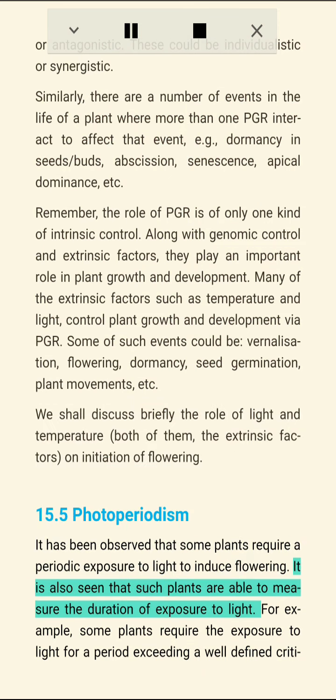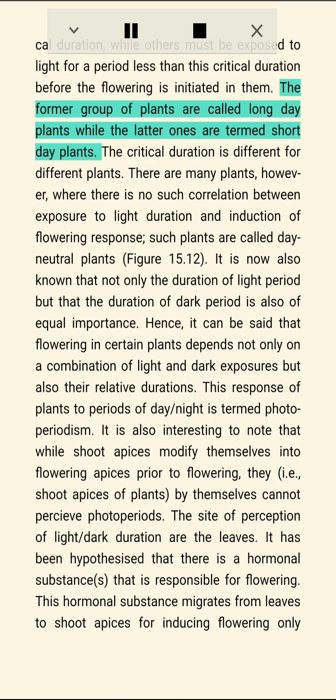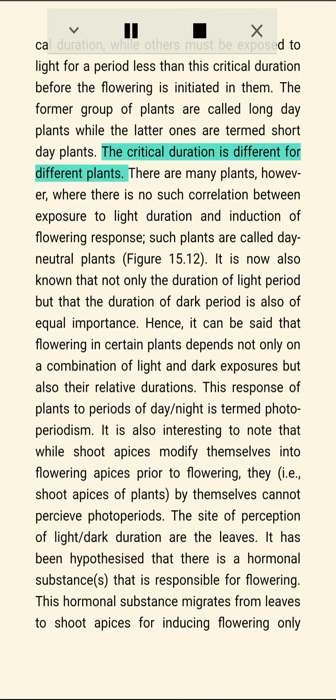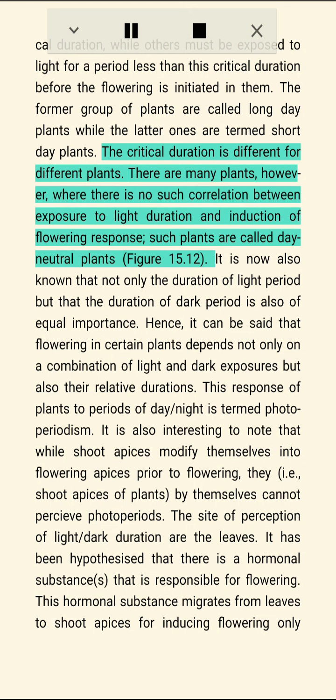15.5 Photoperiodism. It has been observed that some plants require a periodic exposure to light to induce flowering. It is also seen that such plants are able to measure the duration of exposure to light. For example, some plants require the exposure to light for a period exceeding a well-defined critical duration, while others must be exposed to light for a period less than this critical duration before the flowering is initiated in them. The former group of plants are called long-day plants while the latter ones are termed short-day plants. The critical duration is different for different plants.